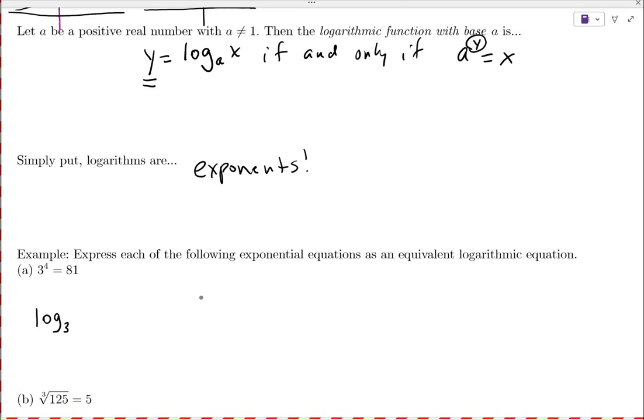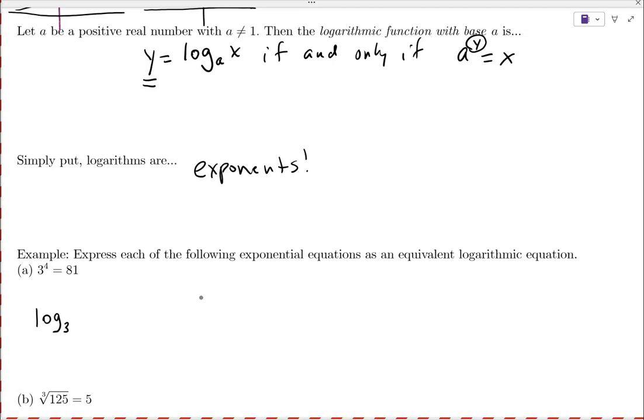Thinking of this as an exponential function, what's your input and what's your output? If I think about that equation as actually putting something into an exponential function and getting something out, what's the input and what's the output? What number is getting plugged into the exponential function in this case? The 4, right? Remember the input is the exponent, right? So the 4 is the input. What's the output? The 81, right? On the right-hand side, correct?